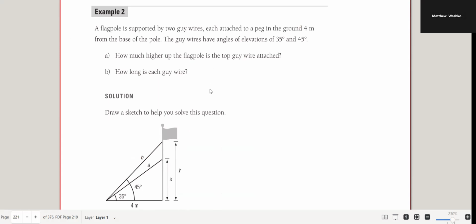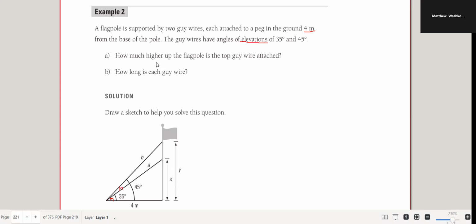Now, for our next example here, we have a flagpole that is supported by two wires that are each attached to a peg 4 meters from the base of the pole. So that's right here, 4 meters from the base of the pole. The wires have angles of elevation of 35, which is this one, and 45, which is this one. I'm going to call this angle A. Oh, no, we're already using A. I'm going to call this one angle M, and I'm going to call this one angle N.